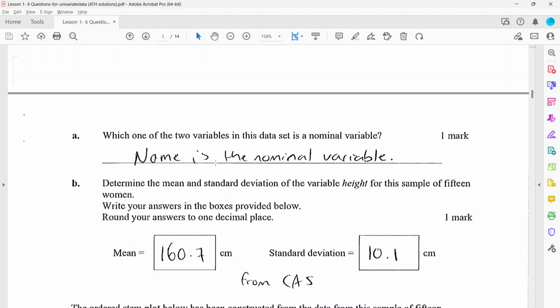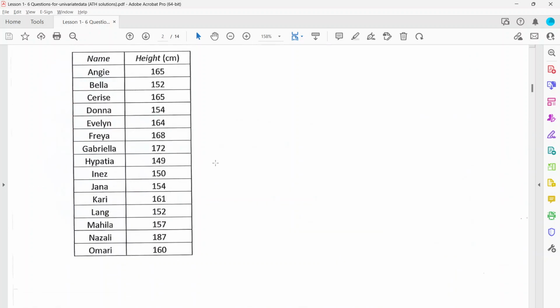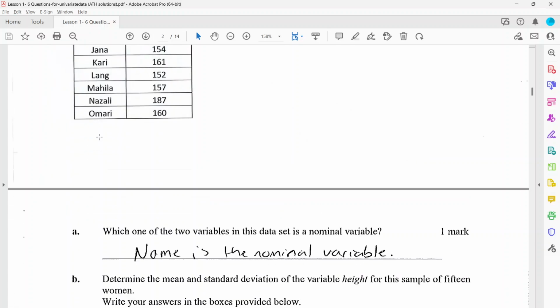Which one of the two variables is a nominal variable? Nominal variable basically means categorical, but it has no order. Okay, so this is the name. These are the categorical options. So they're just names. There's no real order to names, but we can call this the nominal variable.